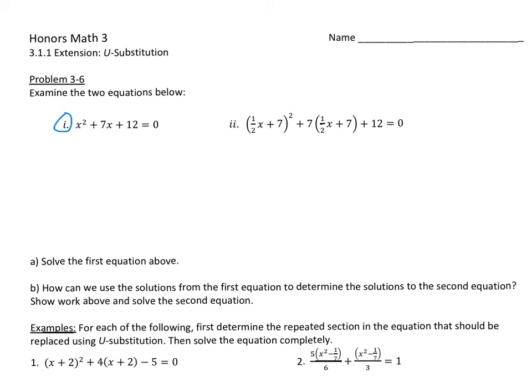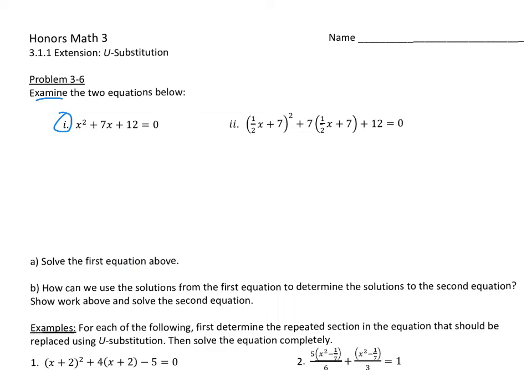So we're just going to start by, well, it says examine the two equations below. So we've got x squared plus 7x plus 12 equals 0. And then we've got this way more complicated looking one, 1/2 x plus 7 squared plus 7 times 1/2 x plus 7 plus 12 equals 0. So let's start with this nice, seemingly simple one, x squared plus 7x plus 12. And in part A here it says solve the first equation.